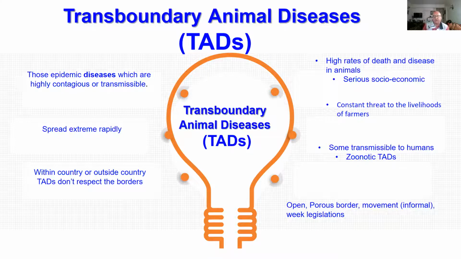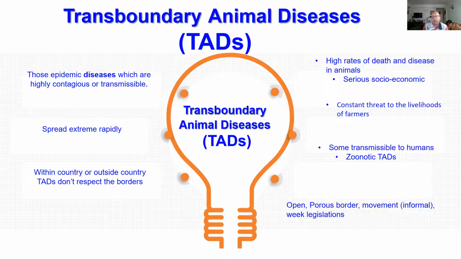When you are staying in a neighboring country, you should know the geography. Like, we in Nepal are adjoining the Indian border, which is open and porous, and there is a lot of animal movement, which is called informal. People don't like to say illegal. And to control such movement across porous borders, you have weak legislation. And the consequence is outbreak of the transboundary animal disease.